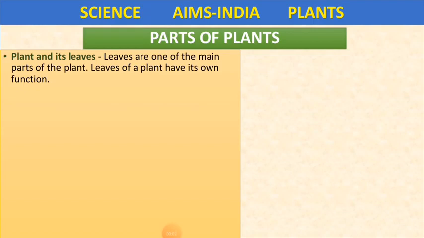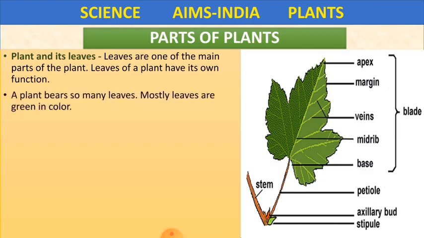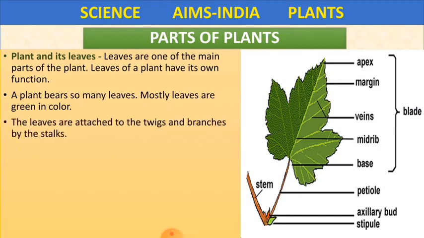Yes, children, we are going to learn some more parts of plants here, and it is about the leaves. See, plant and its leaves. Leaves are one of the main parts of the plant. Leaves of a plant have their own function, their own work, and they are an important part of the plant. A plant bears so many leaves. Mostly leaves are green in color. Have you seen, children? If you have observed, most plants' leaves are green in color.